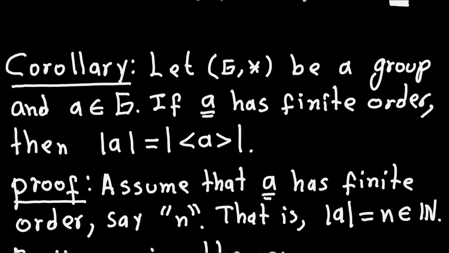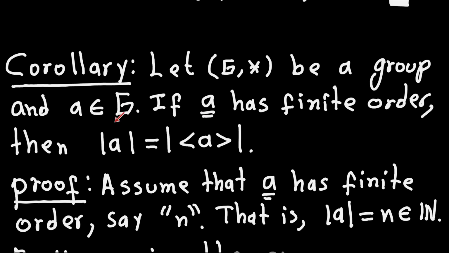In the corollary, we have a group and we have an element of the group. That element, we call it A. And we're going to assume that that element A has finite order. If that is the case, this is true. Now you have to read this carefully.